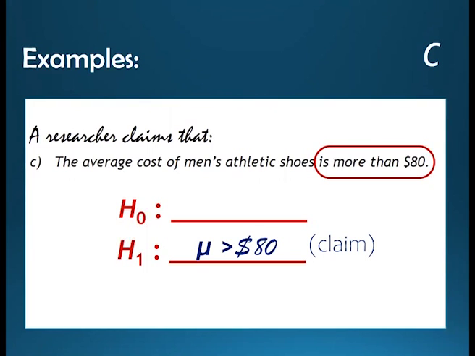Yes, this is the claim. Then the null hypothesis is the opposite of the alternative hypothesis. And always remember that the null hypothesis is always equal to. So we should start like this. The average cost of men's athletic shoes is equal to, or what is the opposite of more than? Yes, less than. So it's equal to or less than $80. All right, did you get the same answer? Good job. Now you are ready to identify what test is appropriate for different problems.